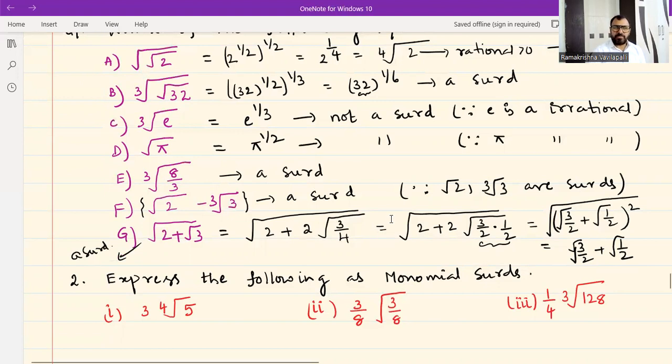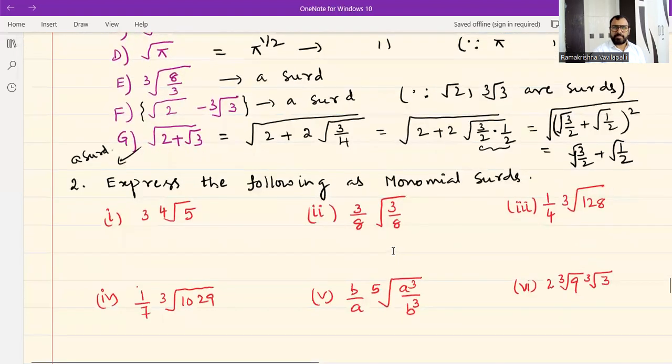Now express the following as a monomial surd. Express the following as a monomial surd means it must be converted into a single term. So now you see the first one. This is equal to 3 into the fourth root of 5. You have to bring this 3 inside this fourth root.